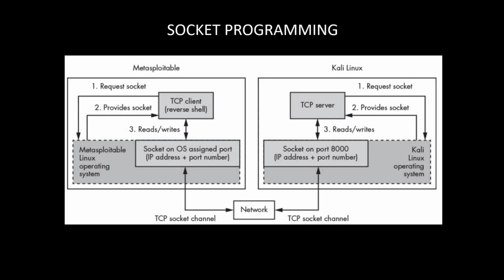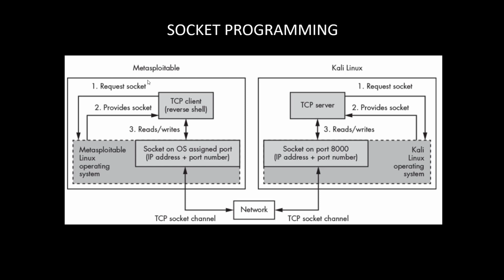Some of the scripts that we're going to be using in Python for this particular lab have to do with something called socket programming. Socket programming is a way for two applications to communicate with each other over a network, and that socket usually consists of an IP address and a port number. So in our example, it's going to be port 8000. Then here on the Kali side, we request a socket from the operating system. The operating system provides a socket, and then information can be written to it back and forth.